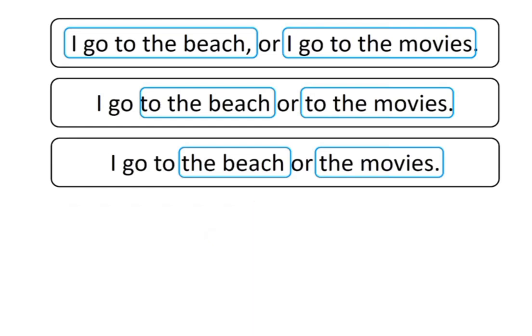Notice that the first example is the only one that uses a comma. That is because we are connecting two clauses. We do not need a comma if we have two nouns or two verbs.